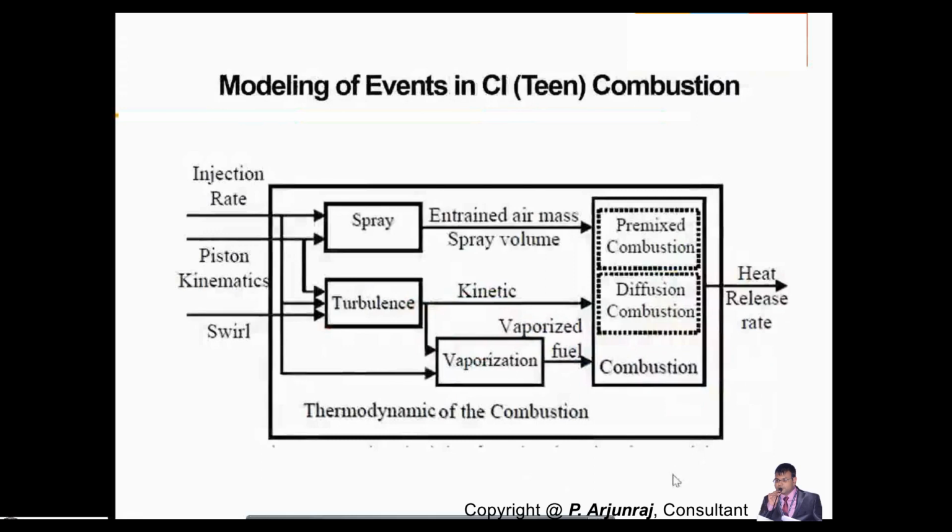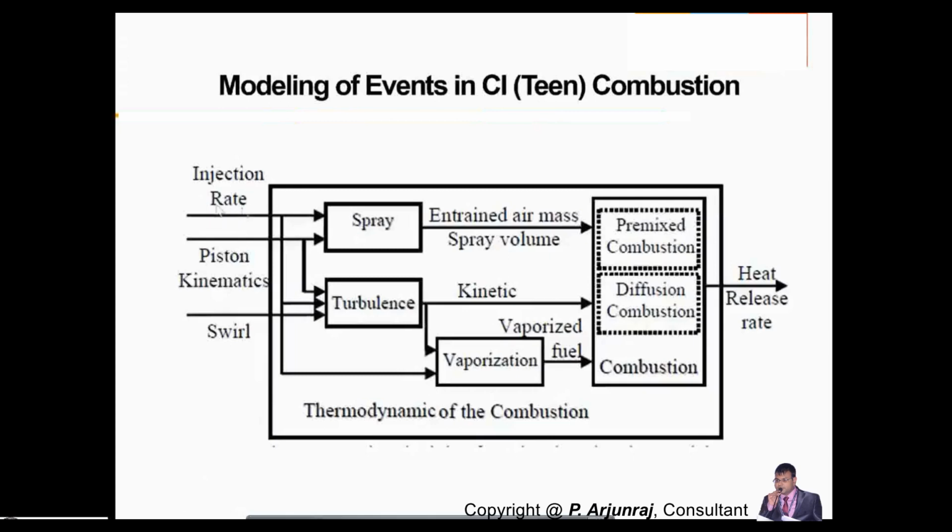Okay, so this is the modeling of a combustion system in a CI engine. Basically, a CI engine is much more of a teen stage, it's not like an SI engine, like a child one. So here these are the parameters that we need to consider.